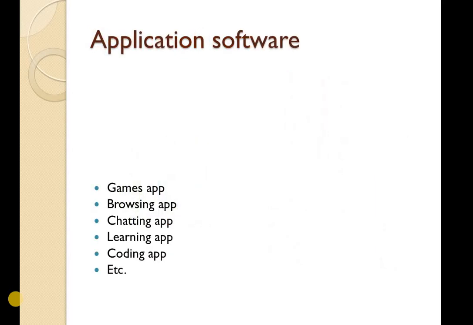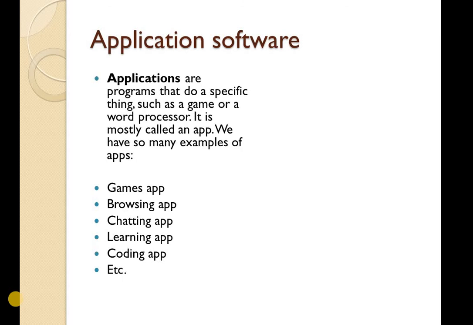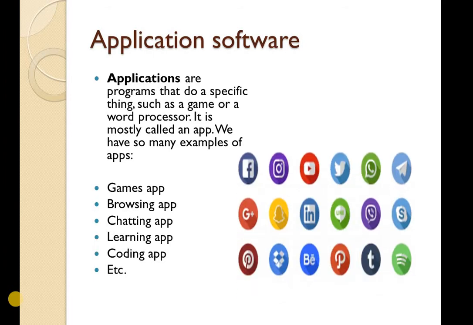Now let's move to the second type of computer software, which is the application software. This software is very important because it helps to perform a specific task. Applications are programs that do a specific thing, such as a game or a word processor. It is mostly called an app. That is what we call it. Application software is seen as an app.